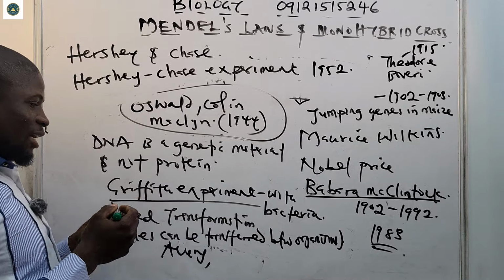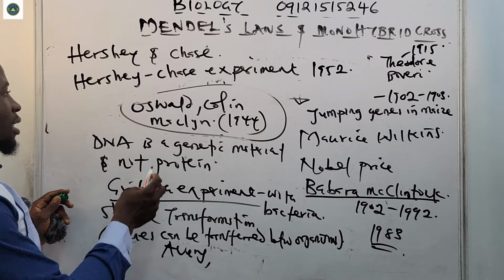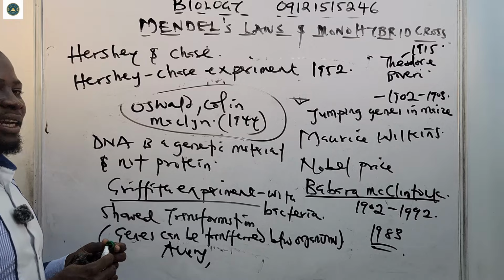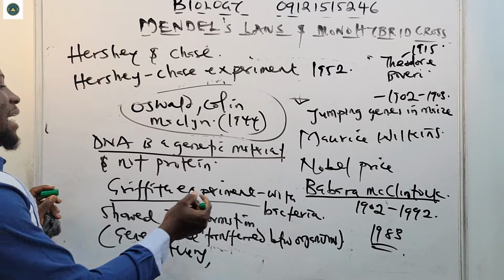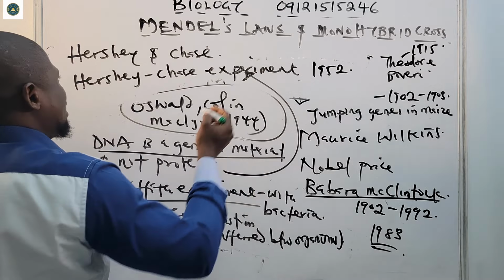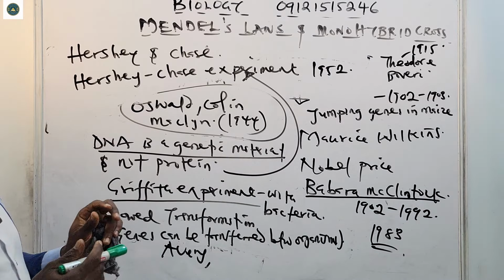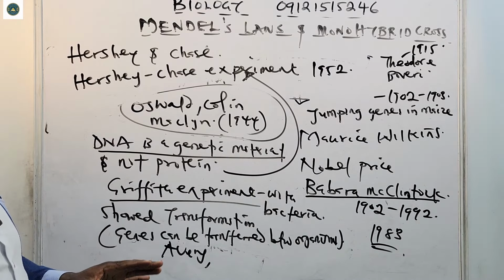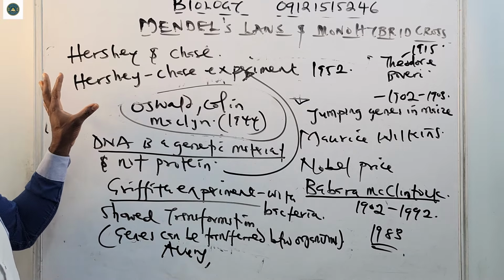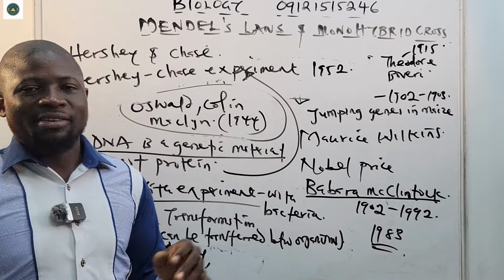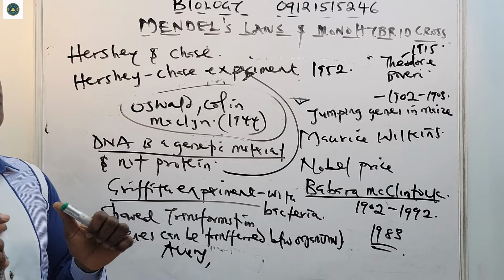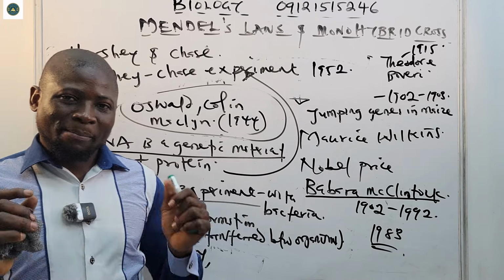They confirmed what Oswald, Colin and Maclyn said, that DNA is a genetic material. They are the ones that confirmed it in their experiment. They used viruses. They confirmed that DNA is a genetic material. And DNA is a what? A genetic material.